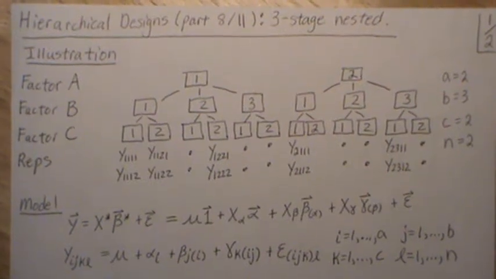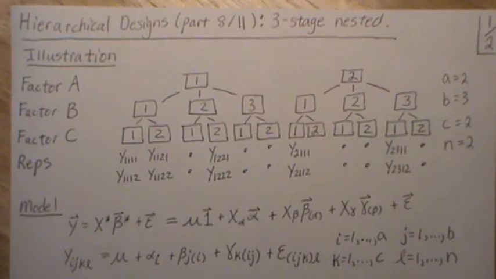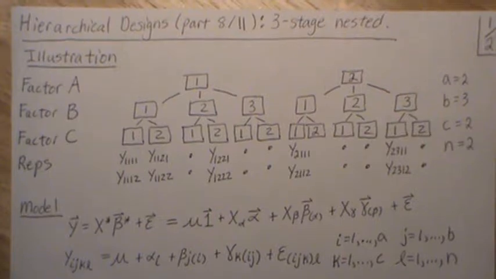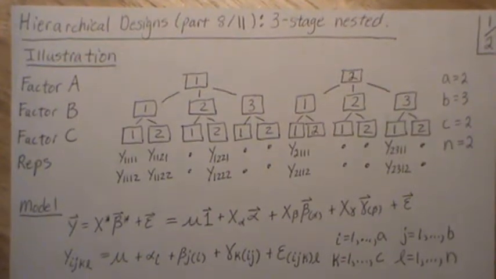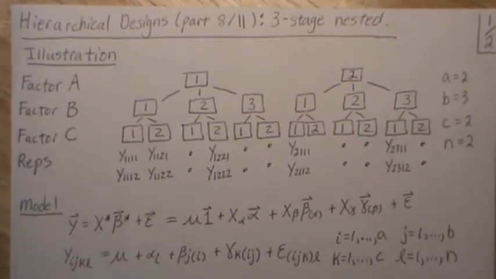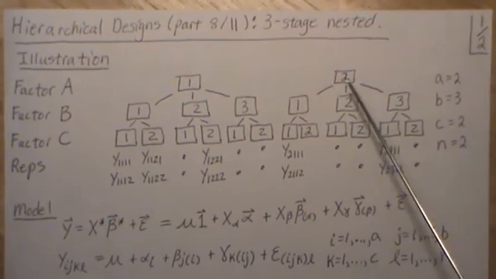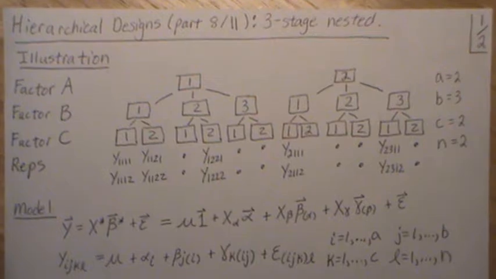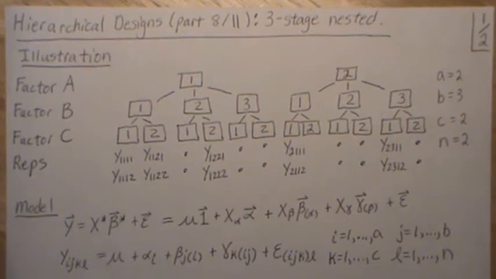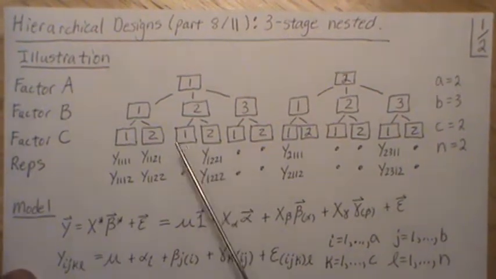Hello, this is the next video in a playlist that I'm calling General Linear Models Design of Experiments, and this is part 8 of an 11-part mini-series within that larger playlist. And we're looking at hierarchical designs, and more specifically something that's called a 3-stage nested design. And here's a quick illustration.